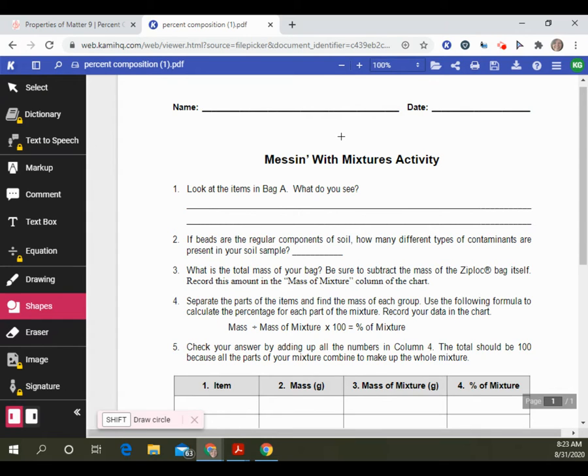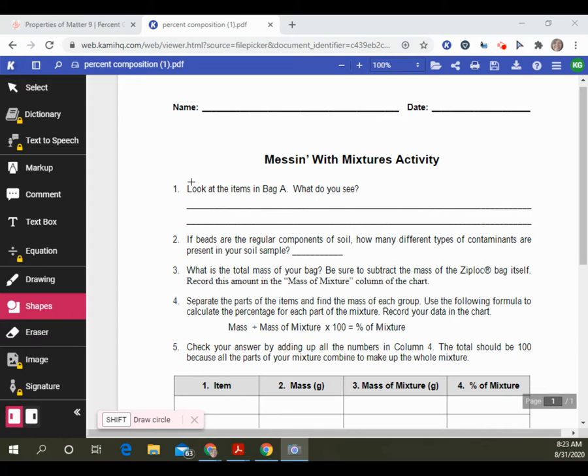All right, so today we're going to go through this Messing with Mixtures activity. We are just going to go straight through this, and we'll have the camera so that you can see what is going on in the lab with the lab materials. So the first thing it says, look at the items in bag A. What do you see?